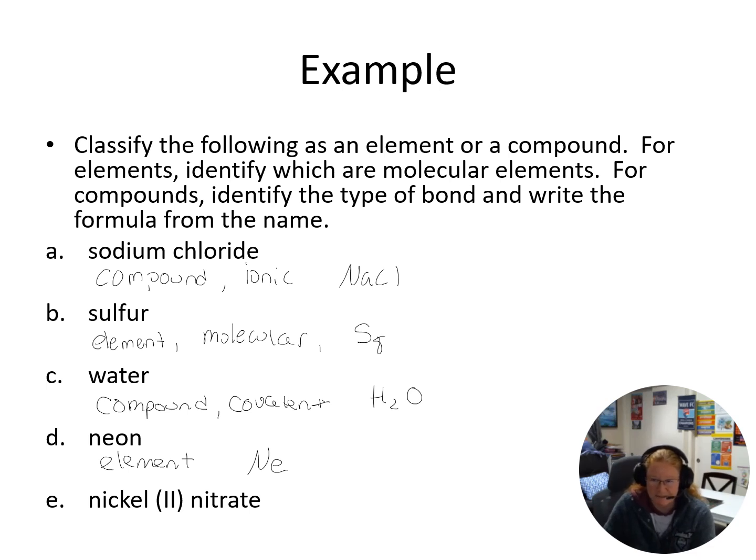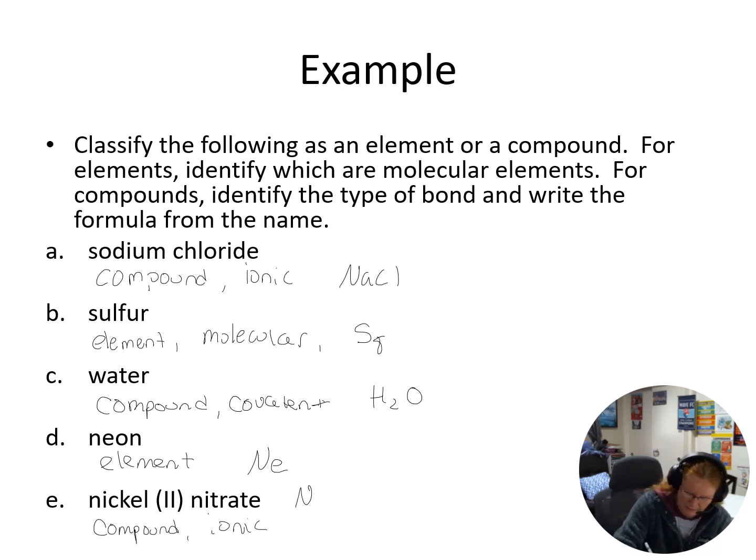Okay, and nickel(II) nitrate. Well, I've got a metal and a polyatomic anion, so it's probably an ionic compound. Okay, nickel(II) means it is a +2, nitrate is NO3. So I'm going to have Ni, NO3, and 2 of them.